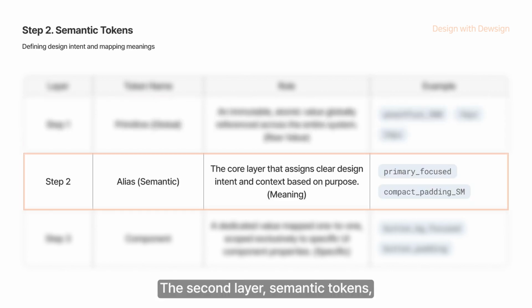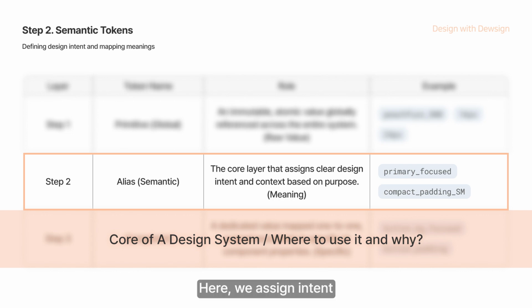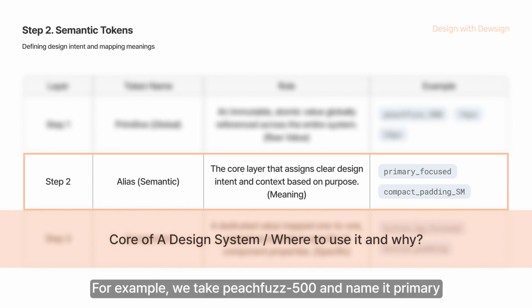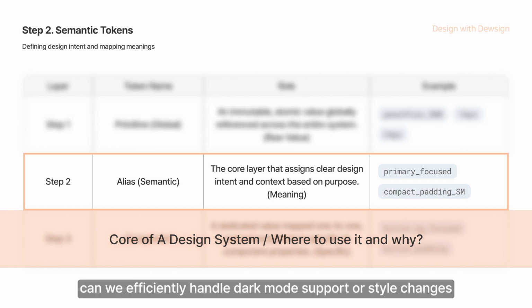The second layer, semantic tokens, can be considered the core of a design system. Here, we assign intent, answering where to use it and why. For example, we take peach fuzz 500 and name it primary to reflect its meaning as the brand's main color. Only by managing it through meaning can we efficiently handle dark mode support or style changes across the entire design system all at once in the future.